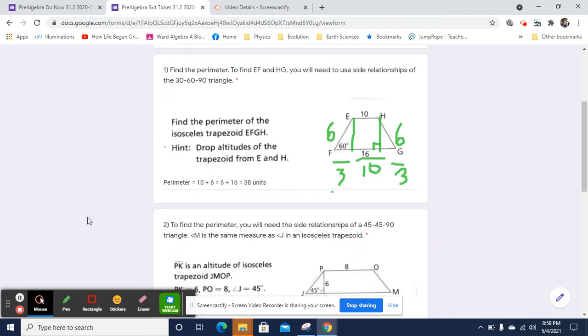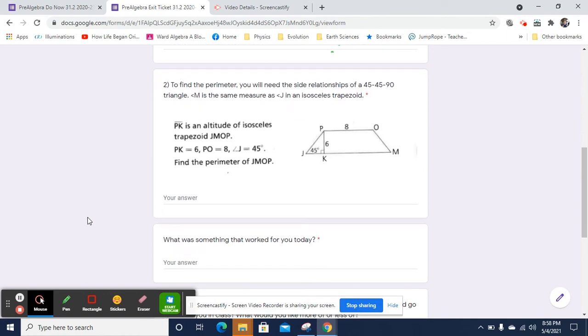And there you go. Let's take a look at number 2. And this one, there's a 45-degree angle. So we're going to find the perimeter. You need the side relationships of a 45-45-90 triangle. And I've reminded you that angle M is the same measure as angle J, because it's an isosceles trapezoid. So we have an isosceles trapezoid. That's 45, and that's 45 degrees. PK is an altitude for this isosceles trapezoid.